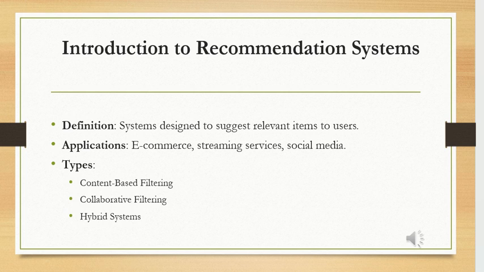Content-based filtering means recommending items similar to what the user liked before. It uses features of items like category, tags. Collaborative filtering recommends based on user or item similarities. It does not require item features, only user interaction. Hybrid systems combine both content-based and collaborative filtering, aiming to overcome the limitations of each individual approach.